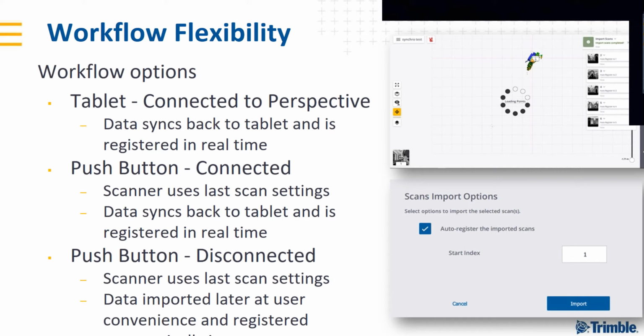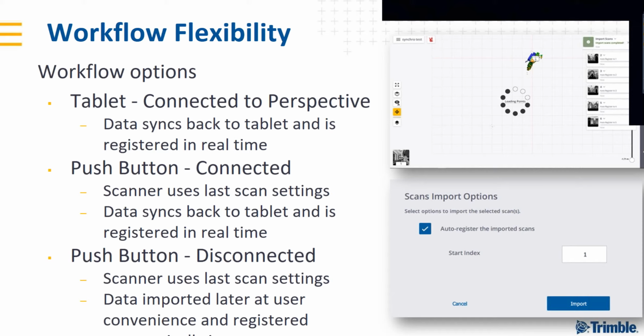The last one is basically where you don't use the perspective software at all. You simply use it as a standard scanner. In this way, you can log on, set your settings, and then disconnect perspective. Then you can go out and just scan, and keep pressing that push button as you go along. And when you're done, you have a few options.